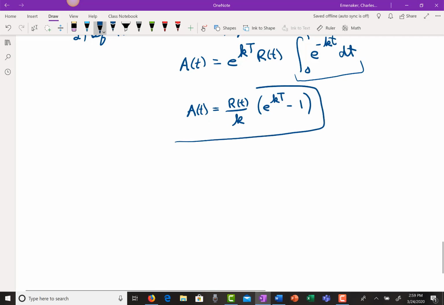over k times e to the kT minus 1. This formula is for a specific case. This only works when R of t is a constant. A constant means it's something like 100 or 36,500. Be careful, don't get them mixed up. You'll be given both of these on tests, quizzes, and things of that nature.